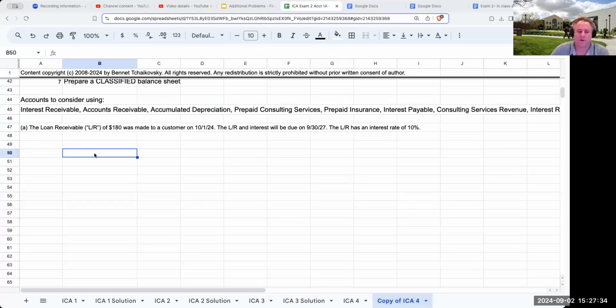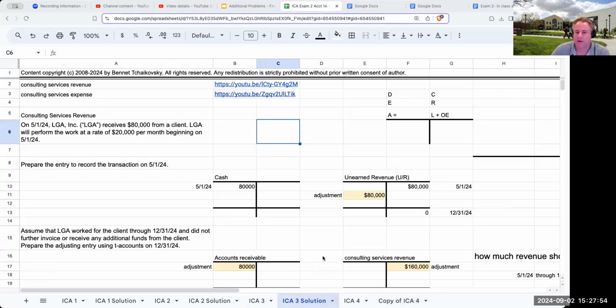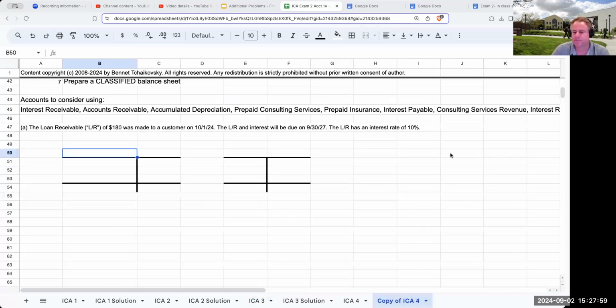So when I have a loan receivable, basically, I've loaned out money. Even if I have not yet been repaid the amount, I need to record interest revenue. So how do we record revenue? We record revenue with a credit.